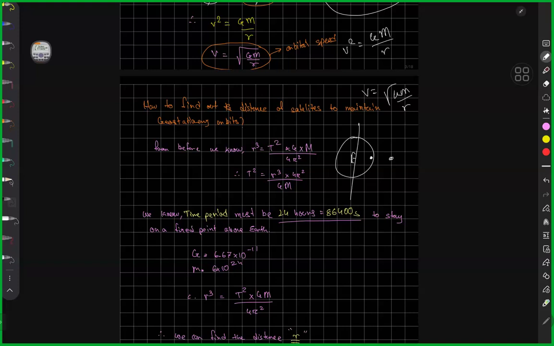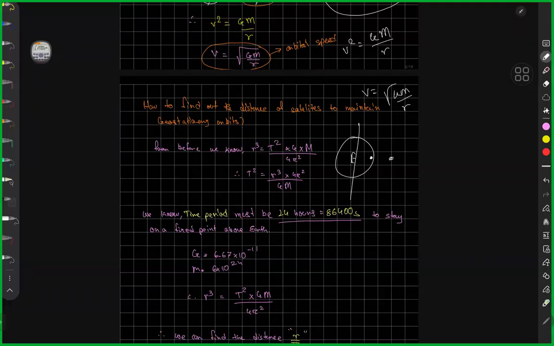So now over here, what do we have? How to find out the distance of the satellite to maintain geostationary orbit. What does this question mean? This question means how far up in the sky do I want my satellite to be for it to maintain a geostationary orbit? Are we getting the point? So I want to find out the separation of the satellite with respect to the center of Earth.